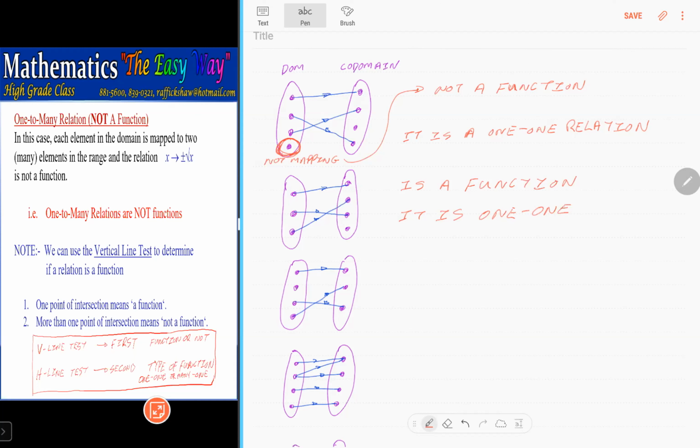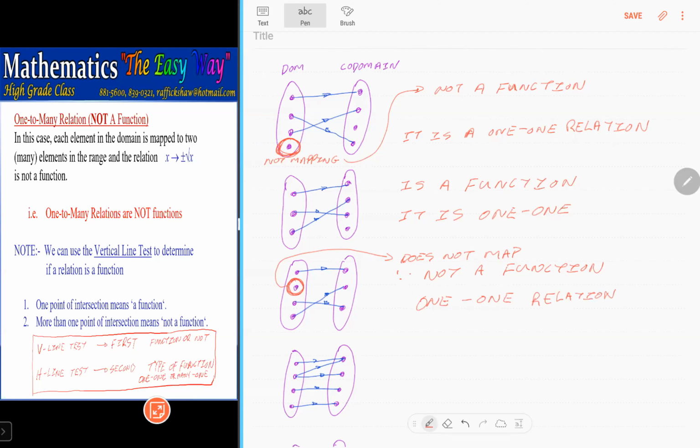Not a function. That guy has spoiled it, right? So this one is called not a function because it does not map, or it has no mapping. Therefore, not a function. The whole relation is not a function. Good. What kind of relation is it though? One to one. One mapping to one. Good. It's a one-to-one relation. All right, good.